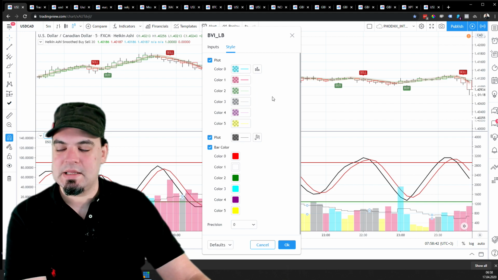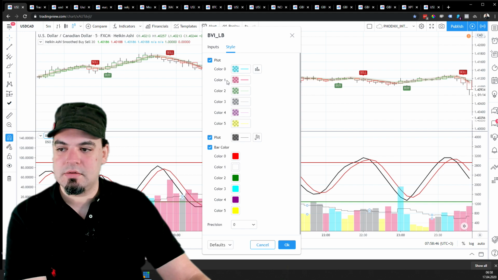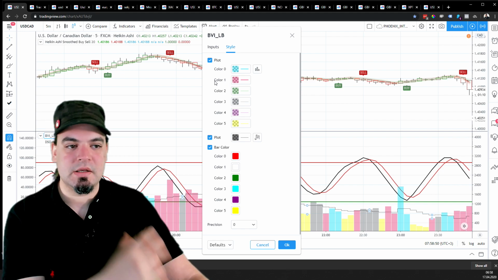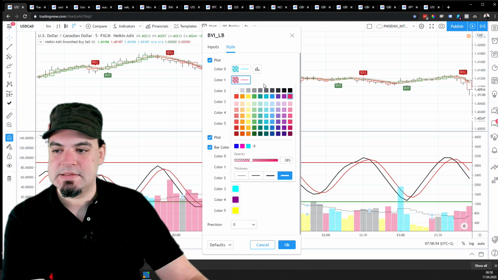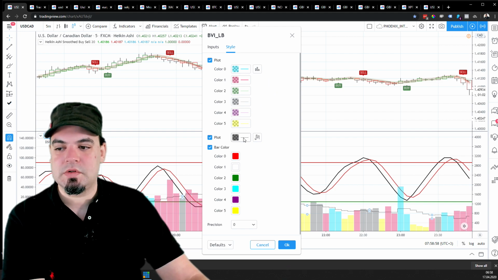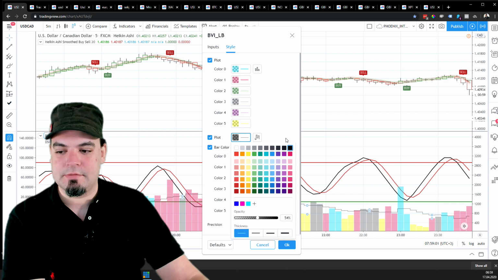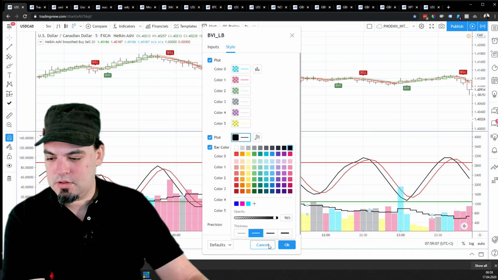And you can see the style here. So the color 0 is like the blue line, the blue bar, which is the up thrust, the power, the energy of the buyers. Color 1 is the red one, it's the energy of the sellers. And then the plot is the moving average line. So this one here, it's the black line here, highlighted.